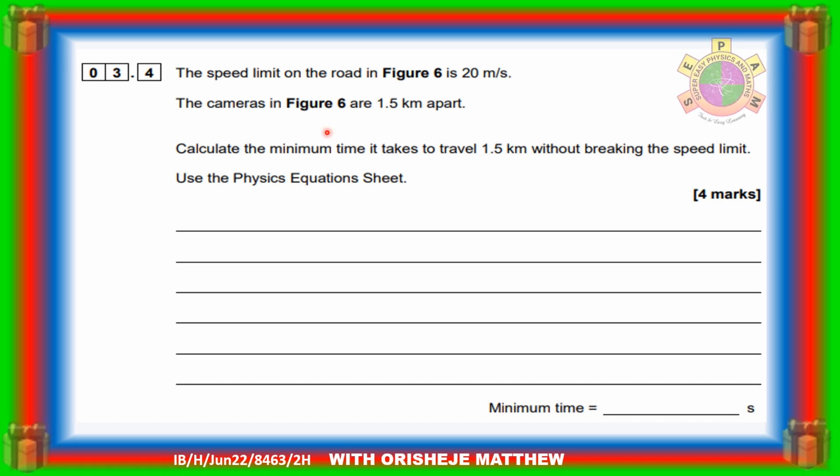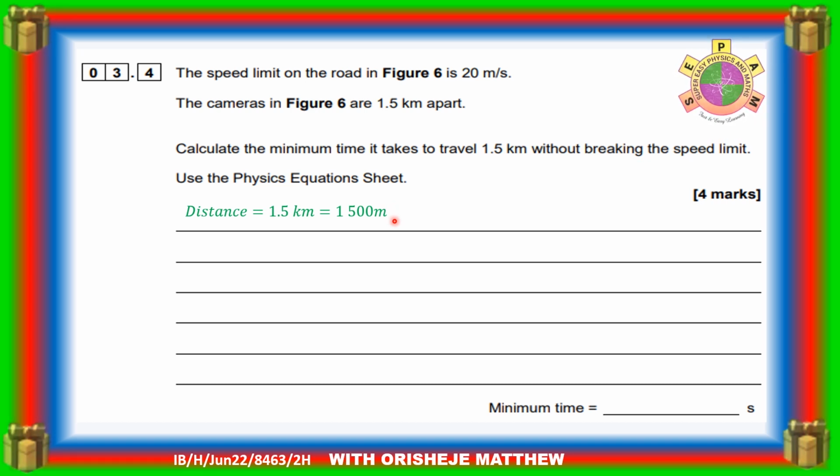The cameras in figure 6 are 1.5 kilometers apart. Calculate the minimum time it takes to travel 1.5 kilometers without breaking the speed limit. So what you need to do, remember, you need to convert the 1.5 kilometers to meters. So meter is the standard unit of measuring distance.